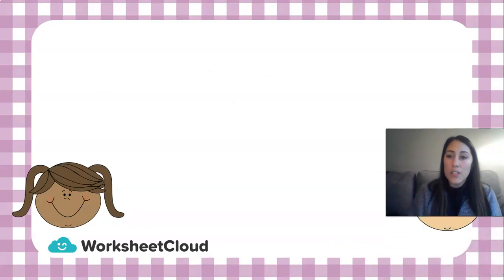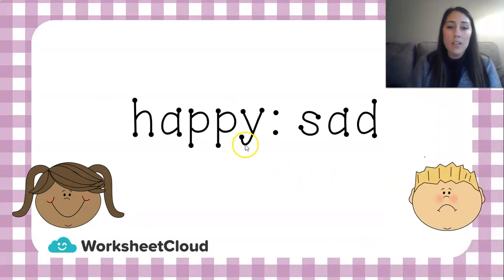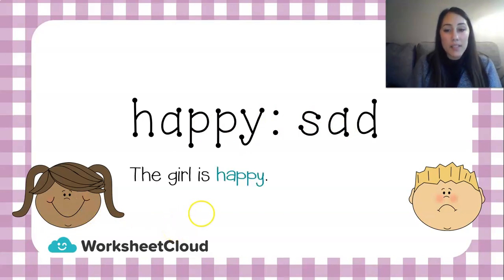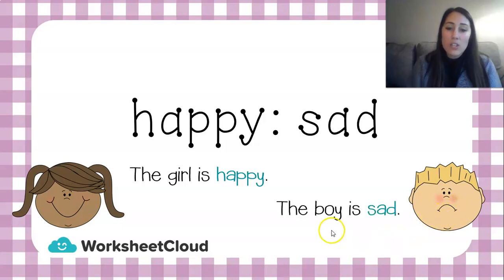Okay, so our first example that we're going to have is happy and sad. So here we've got a little girl and she's got a big smile on her face. And the girl is happy. But this little boy over here, he doesn't have a very big smile. He looks quite upset. He's got a frown on his face. So the boy is sad. So our antonyms in these two sentences are happy and sad.